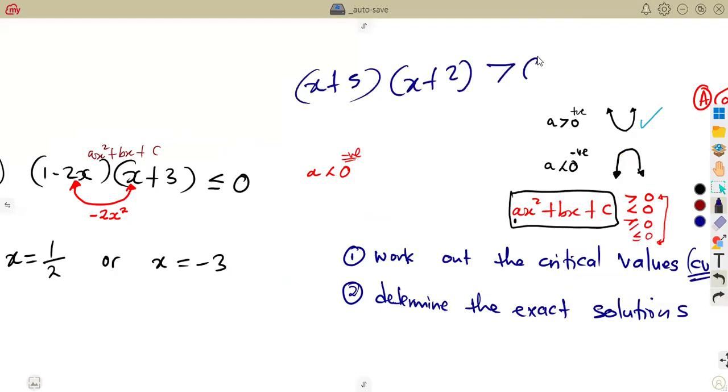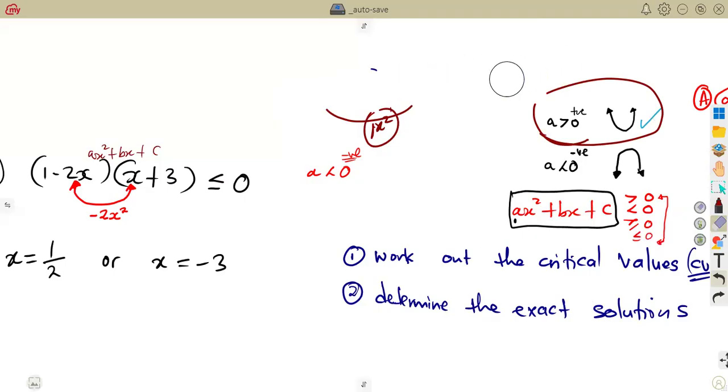Plus x plus 5 in one bracket, x plus 2 in another bracket is greater than 0. Check to see if x and x are being multiplied together. If they are multiplied together, this x and this x is going to give you x squared, which is what? Positive. Then you can tell, all right, if it is positive, I'm going to have what? A smiley shape. Don't expand everything.